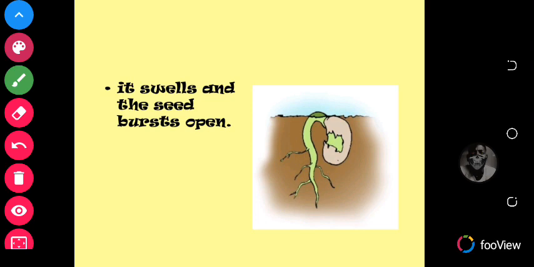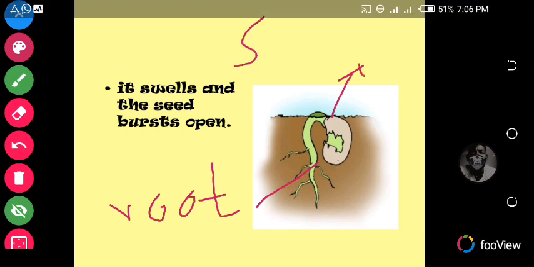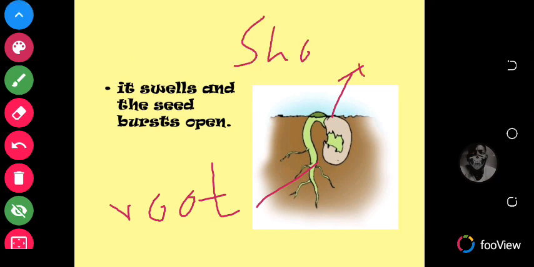And then this is what we call the shoots and the roots. The roots come out first, and then later on, the shoots also come out. So this is the roots, and that's the shoots. The shoots will come out after the roots, because the roots are supposed to give support to the plant, so they need to come first.